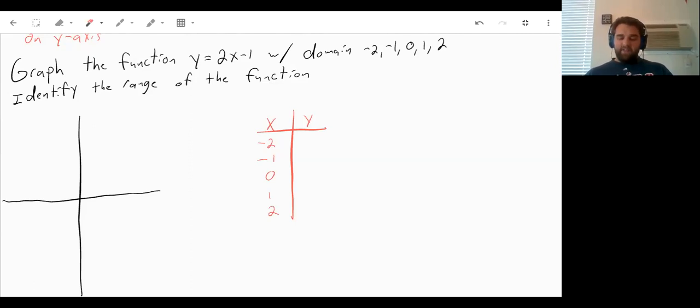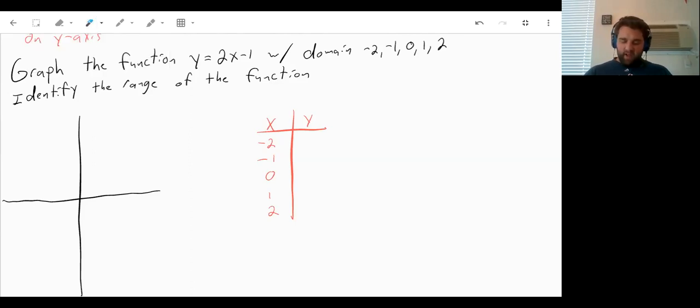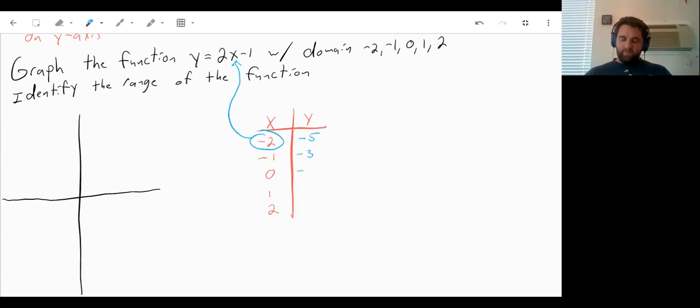Now, in order to graph this, all you need to do is figure out what are the y values that go with each of those x values. And in order to do that, all you do is you take your x value and plug it back in to your equation. So in this case, 2 times -2 is -4, minus 1 is -5. For -1, 2 times -1 is -2, minus 1 is -3. 2 times 0 is 0, minus 1 is -1. 2 times 1 is 2, minus 1 is 1. 2 times 2 is 4, minus 1 is 3.